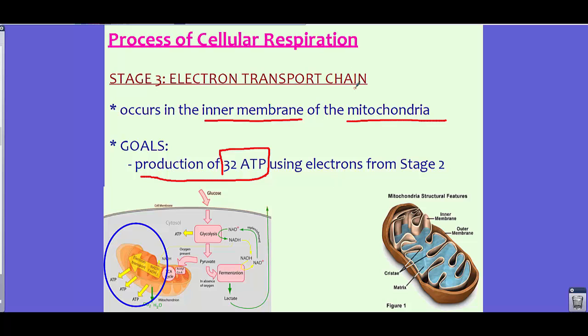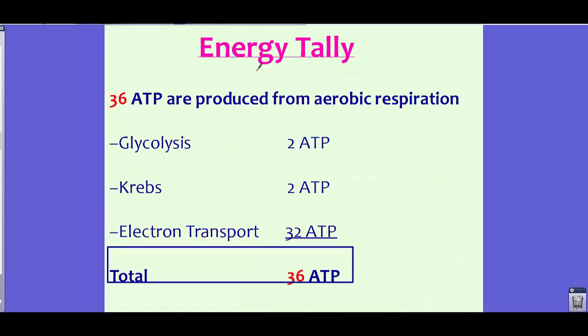So if you all come down to it, we have this tally that's going on, and the tally of molecules of ATP. 36 total ATP molecules are produced from aerobic respiration. So glycolysis produces 2, the Krebs cycle produces 2, the electron transport chain produces 32. So you actually get a total number of 36 ATPs, or 36 molecules of energy.